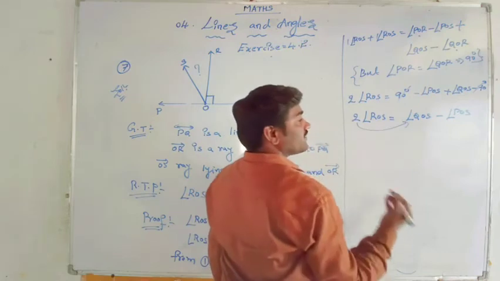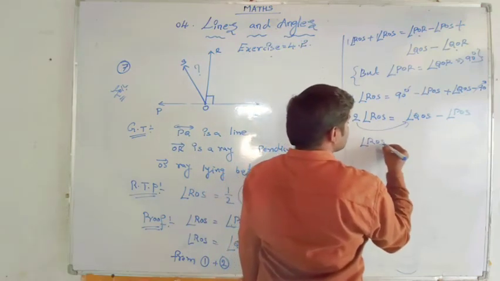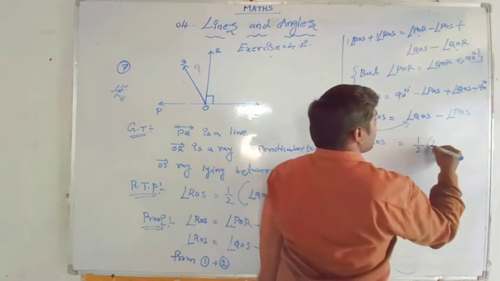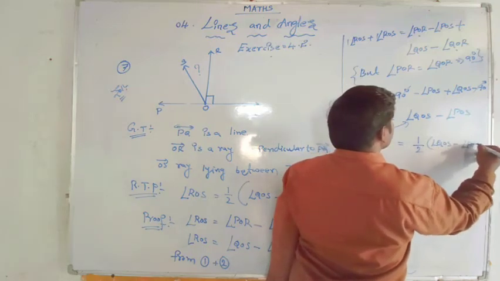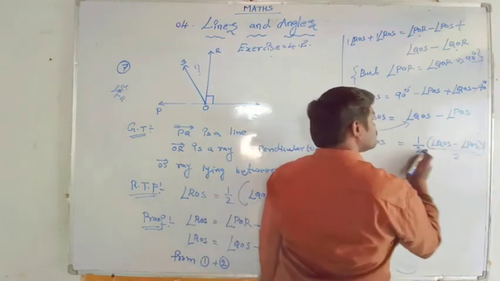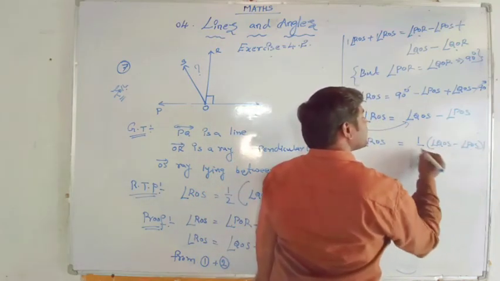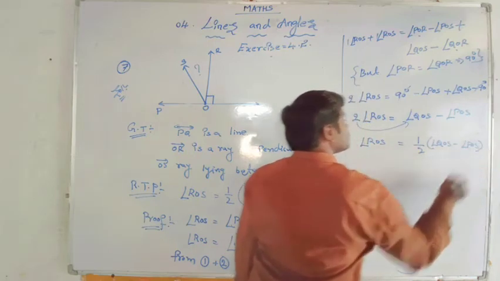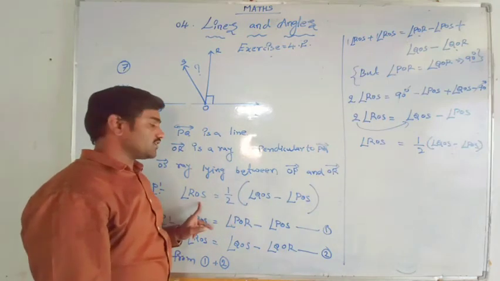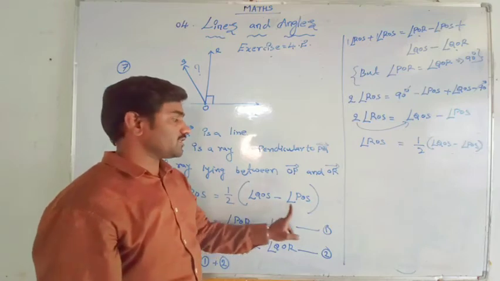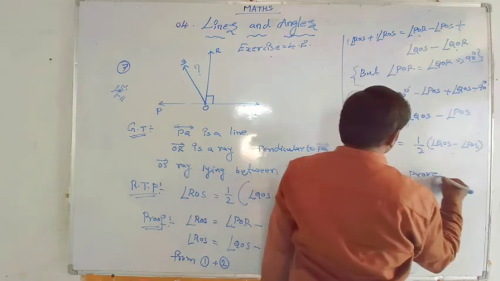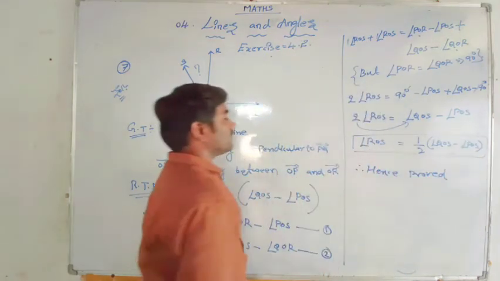If you transfer the other side, it will divide. So angle ROS is equal to 1 by 2, because it will divide now, angle QOS minus angle POS. Instead of writing whole by 2, we are just writing 1 by 2. Both will be the same. Now if you see clearly, that is what we are required to find. That is angle ROS is equal to 1 by 2 of angle QOS minus angle POS. Hence we have proved that. Simple.